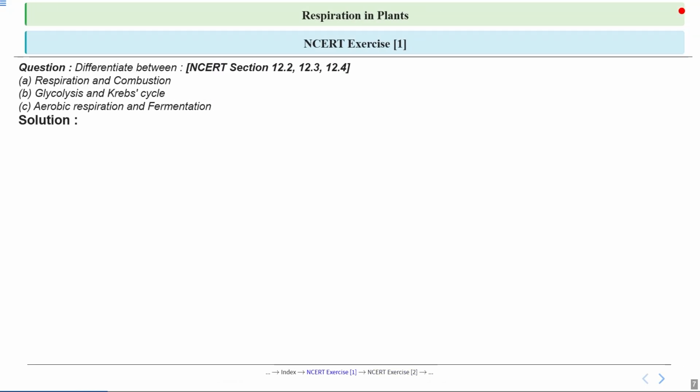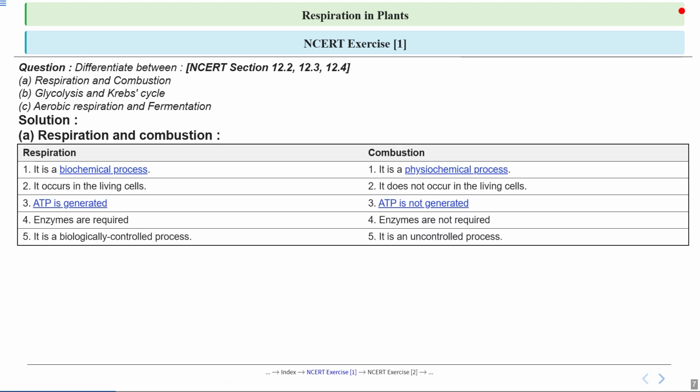So first let us start by differentiating between respiration and combustion. Respiration is a biochemical process. What does that mean? It means it involves chemical reactions within living organisms. Whereas combustion is a physiochemical process, which means it occurs outside of the living cells.